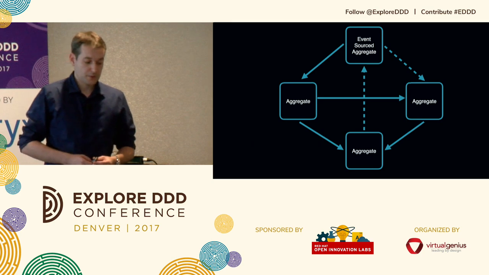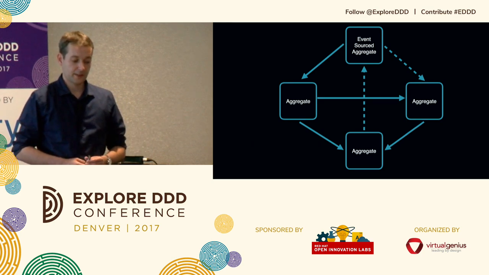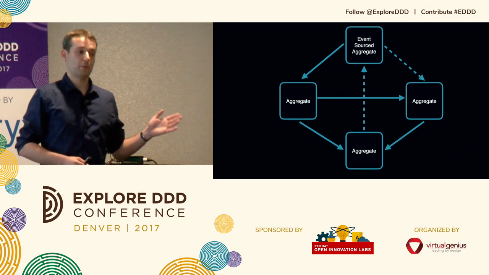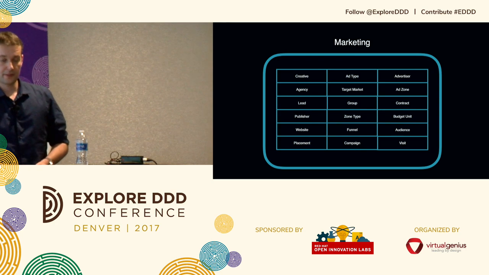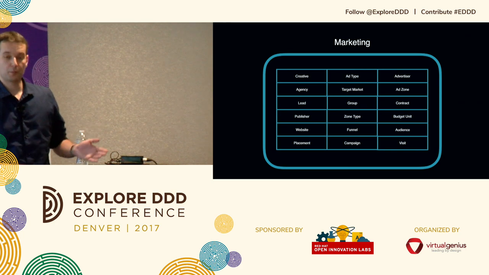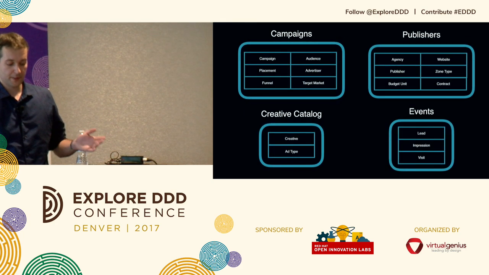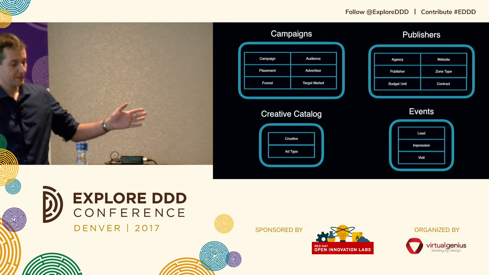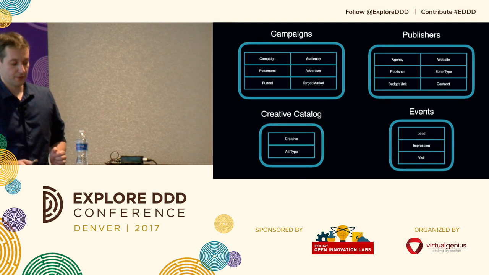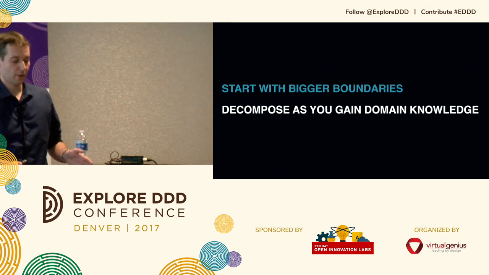When we tried to define fine-grained bounded contexts early on, as in the case of marketing hub, we ended up with a distributed monolith. On the contrary, the marketing context started out as a monolith, but it was decomposed later on. We extracted campaigns, publishers, creative catalog, events. And again, it's evident even here, the simpler the domain is, the narrower are its boundaries. Hence, now our policy is start with bigger boundaries and decompose as you gain domain knowledge.